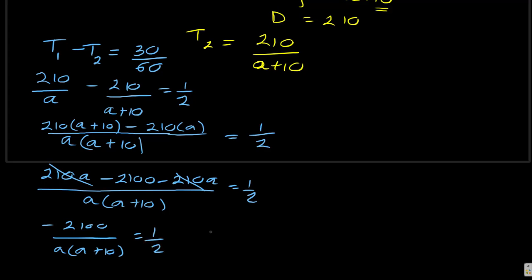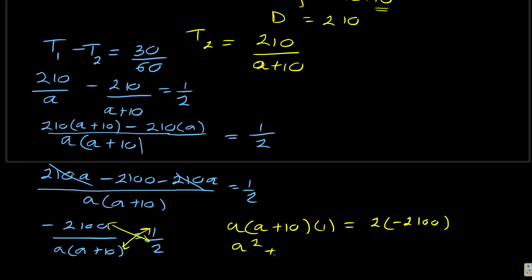So now I can cross multiply. I can use the concept of cross multiplying. The a will multiply the 1, so I've got my a into a plus 10, it multiplies the 1, so nothing will change there, is equal to 2 multiplying negative 2100. So now I have got a squared plus 10a plus 4200 is equal to 0.